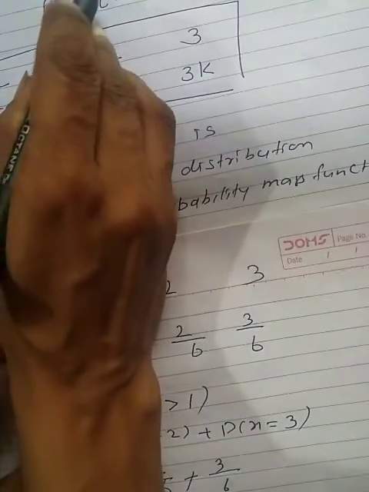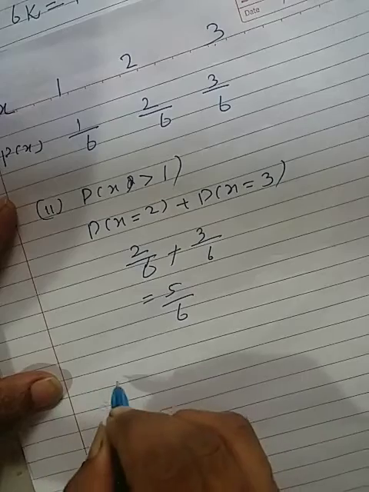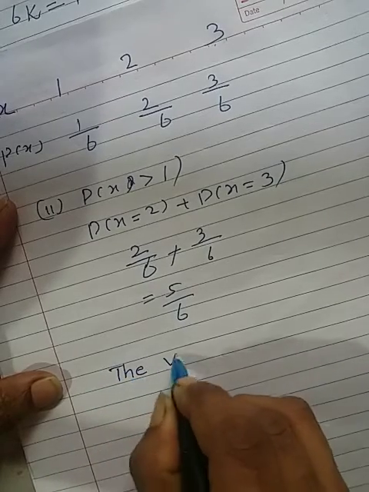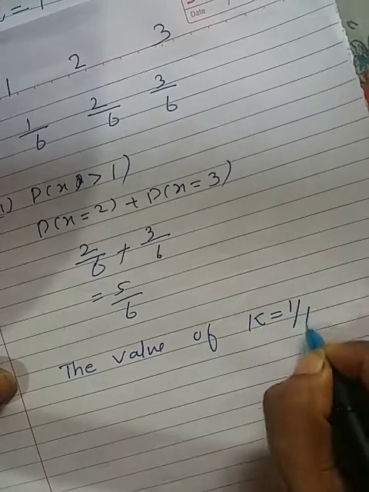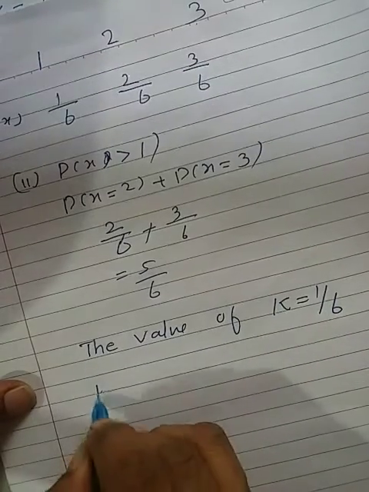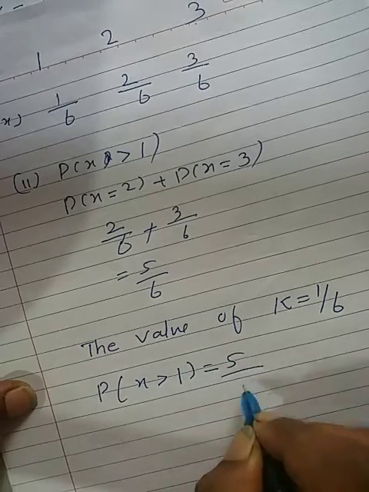First part of the question, the value of k. The value of k we got is 1 upon 6, and probability of x greater than 1 is 5 upon 6.